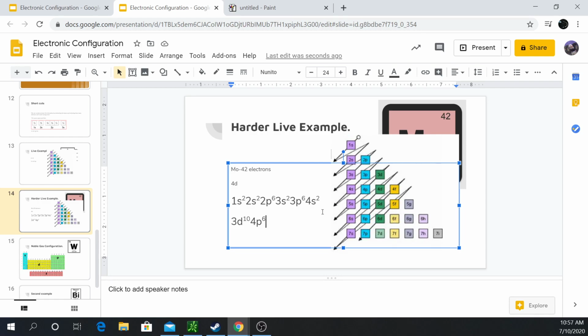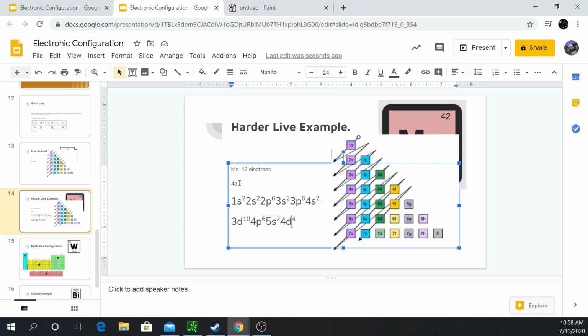After 4p, we have 5s. That holds 2, which means that we have 4 more electrons left. And then this will end up being followed by 4d. Because after 5s, it's 4d. And we have 4 electrons left. It can hold up to 10, but we only have 4 electrons left. Okay? And then we can go ahead and check back. We expected that it would be in 4d, and it ends up being in 4d.